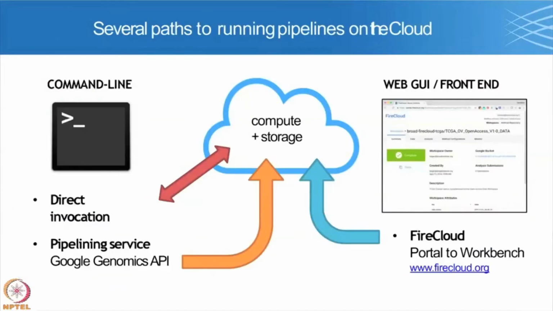When you have workflows that you have written, you can invoke them in several ways. One is you can directly invoke them using the command line. The other is you can use pipelining services from Google Genomics, or you can use the FireCloud portal. The demo I'll give will use the FireCloud portal, and it makes it relatively straightforward to take other people's methods, apply them to your data, and look at results.